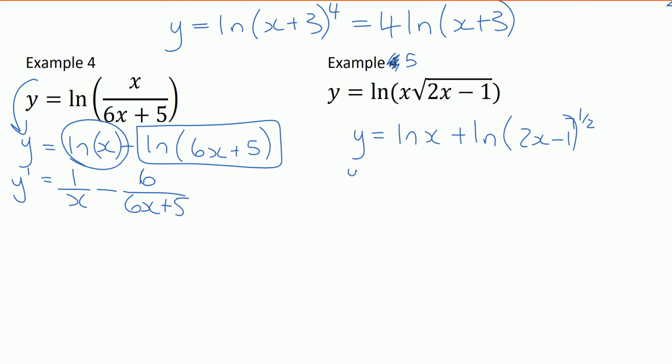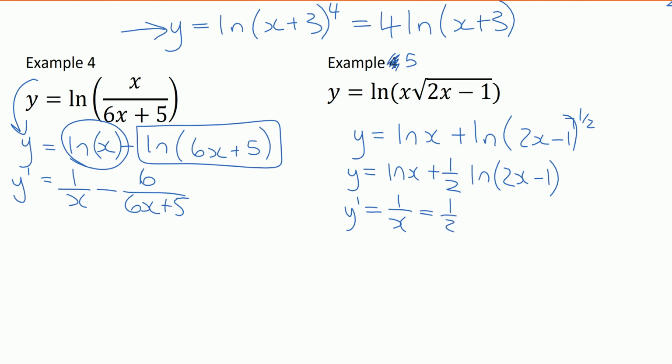Yeah. And then what I did, all I did was I went there and there, so I got 2x squared. You happy with that? That's this rule up here, isn't it? But with fractional powers. So now when I differentiate that, 1 over x plus 1 over 2, my bad, times 1 over 2x minus 1 times 2. Can everyone see that?